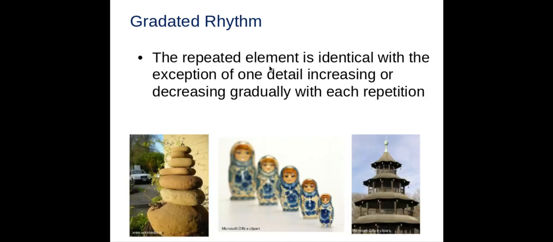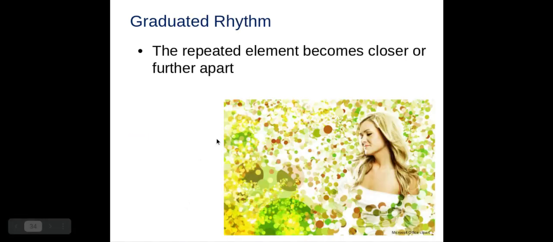Gradated rhythm is where you have the same element that's identical, other than one thing gradually either increasing or decreasing. In the center, you see these matryoshki or stacking dolls. The exact same shape gets smaller and smaller and smaller. On the right-hand side, you see this gazebo keeps getting smaller and smaller as you get taller, the same way that these rocks are on the left.